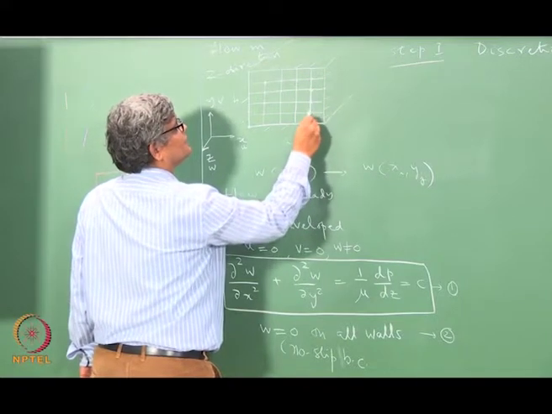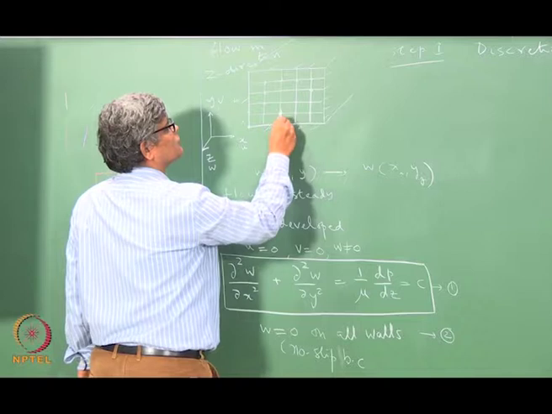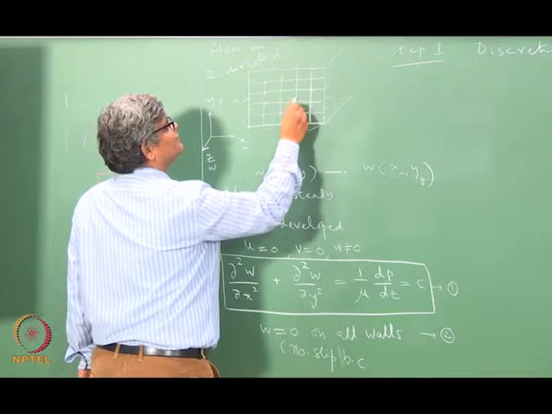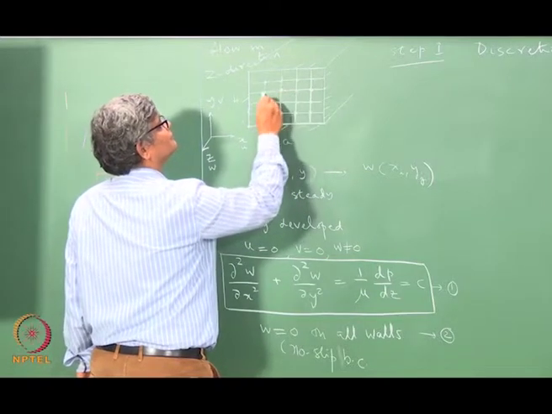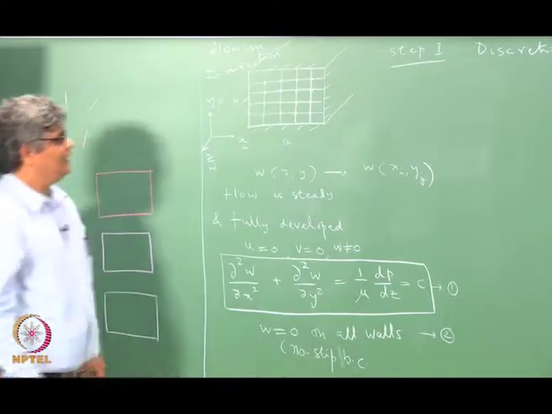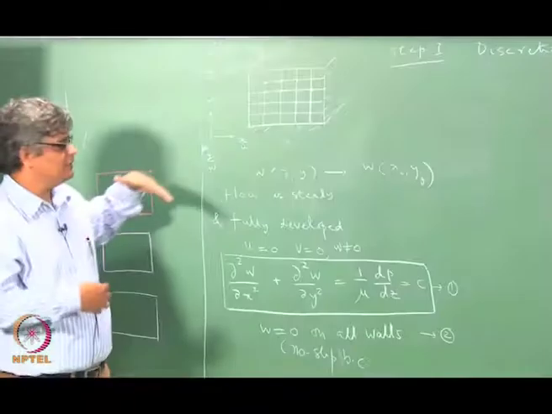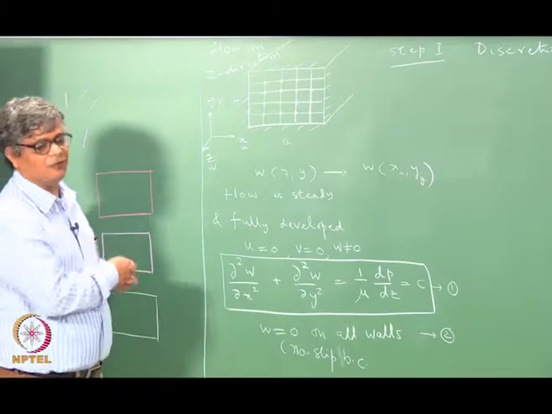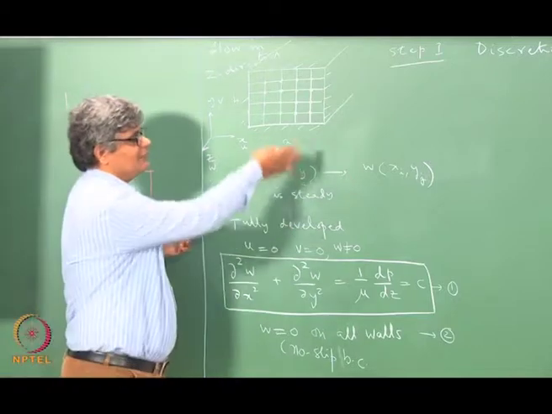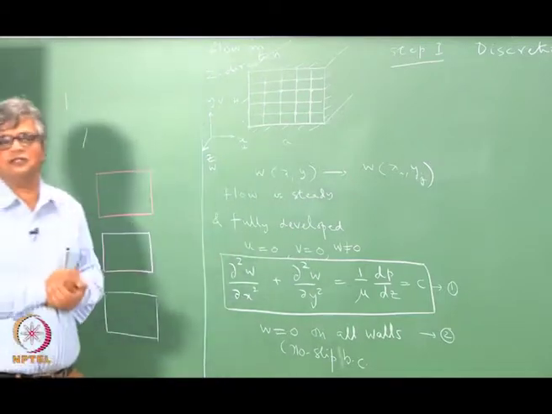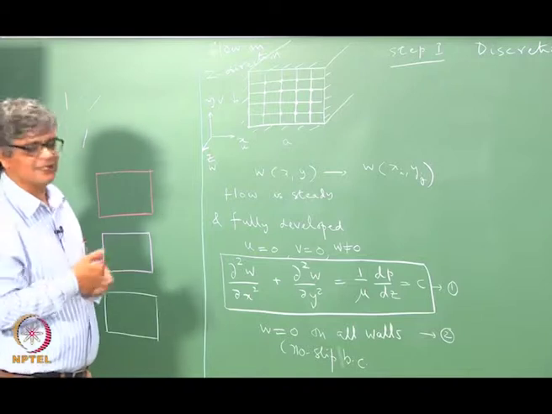So, we are saying that we will be getting a solution at these grid points, and we can put as many as we like in this. If we put more, we will get more grid points. So, as we increase the number of grid points, we can see that we are getting the solution almost everywhere within the flow domain. Okay. So, that is the idea here.